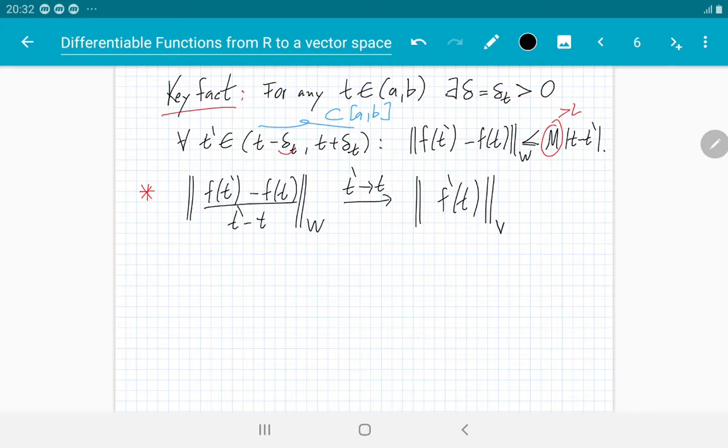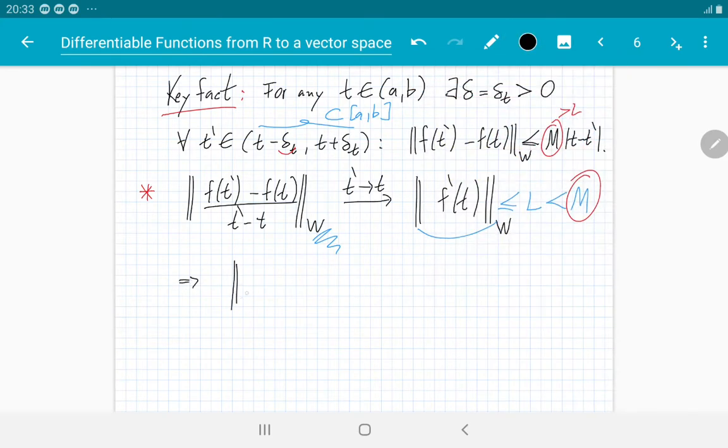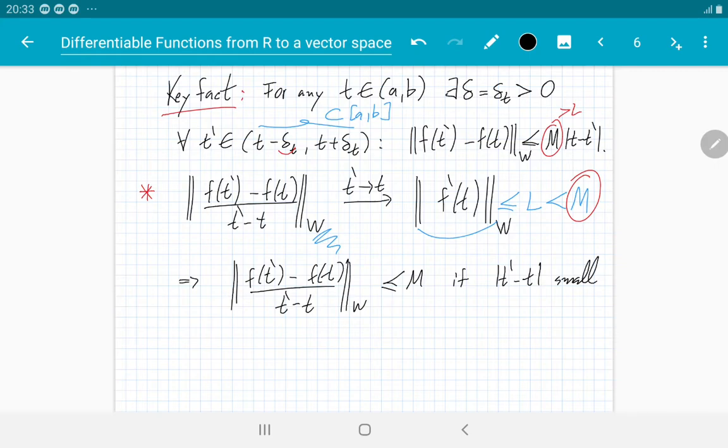And I can also move the limit inside the norm. I mean, that's just continuity. This derivative at t is less than or equal to L, which is the supremum of the derivative, and this is strictly less than M. And that's what we're going to use. Because now, notice, what do we know? We know that this limit here is less than M. And what does that mean? That means that if I'm close enough to t, before I take the limit, so to speak, this ratio here is less than or equal to M if t prime minus t is small. And that's exactly what we're saying above.